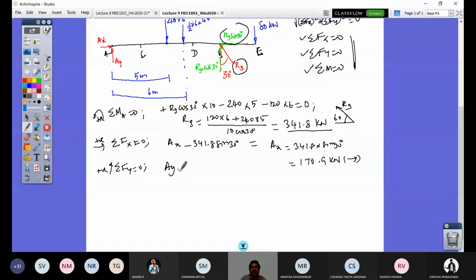And to get my vertical unknown component, sigma Fy equals 0, convention upward positive, I would have AY plus RB cos 30. RB is 341.8 cos 30, minus 240, which is the first load, minus 120, minus 80, equals to, yeah, in this there is one mistake I made. Can anyone point out what that is? I missed out one 80 kilonewton. I put the answer correct, but I forgot to include this.